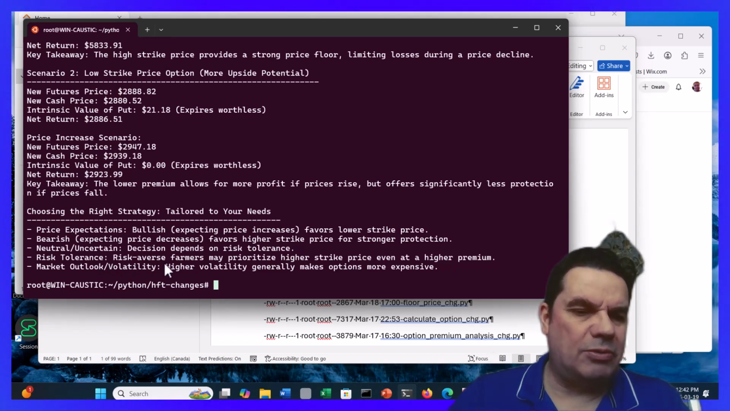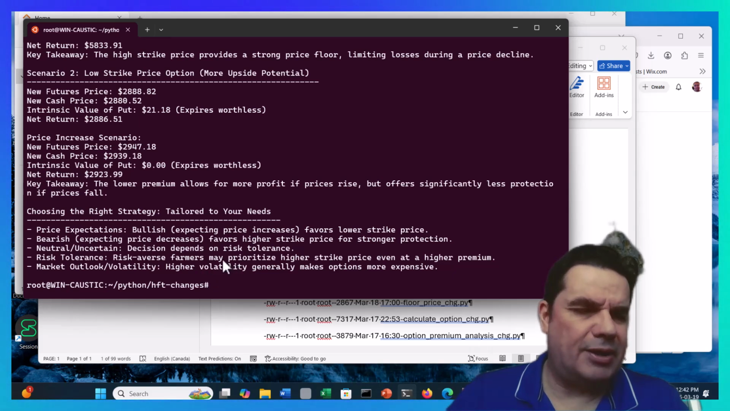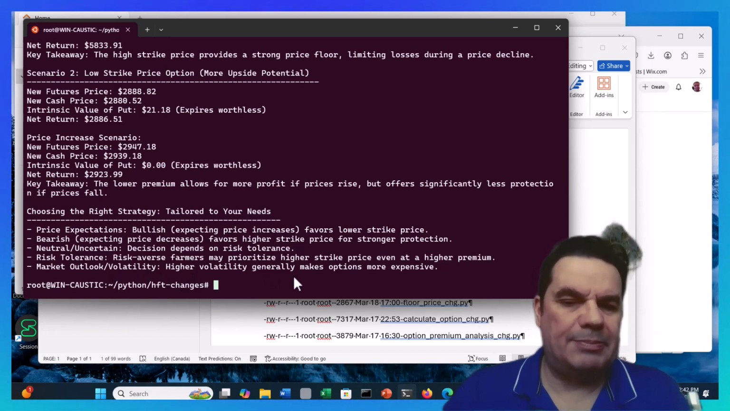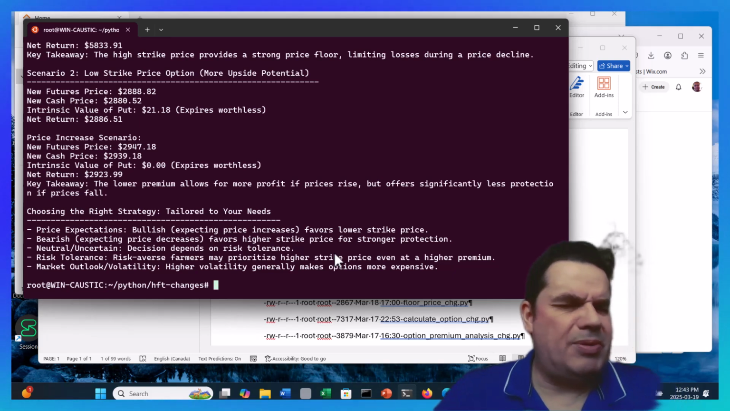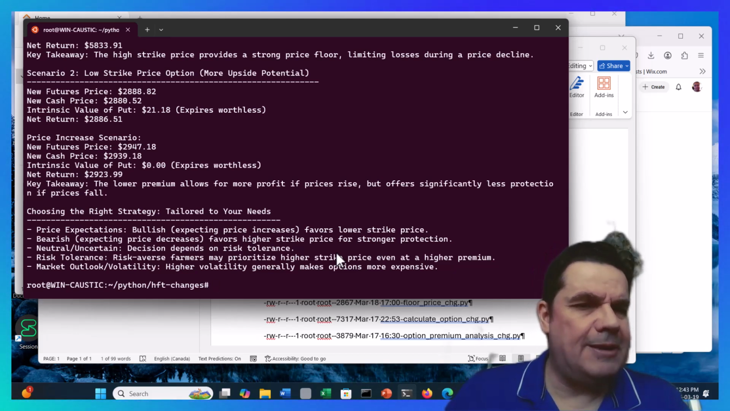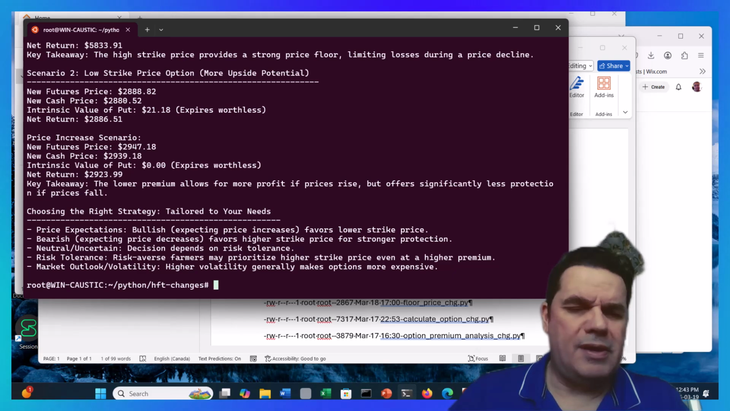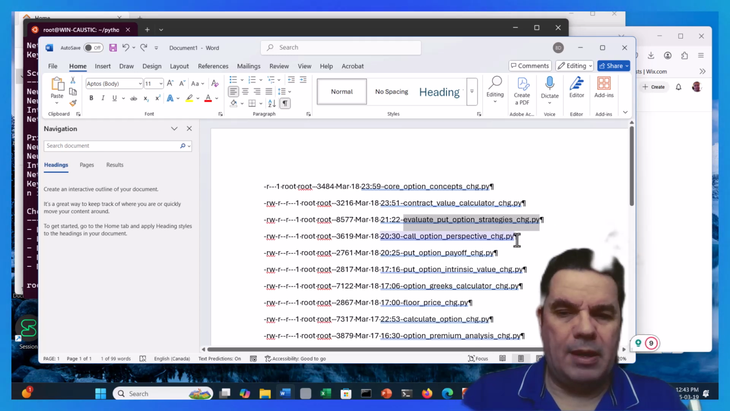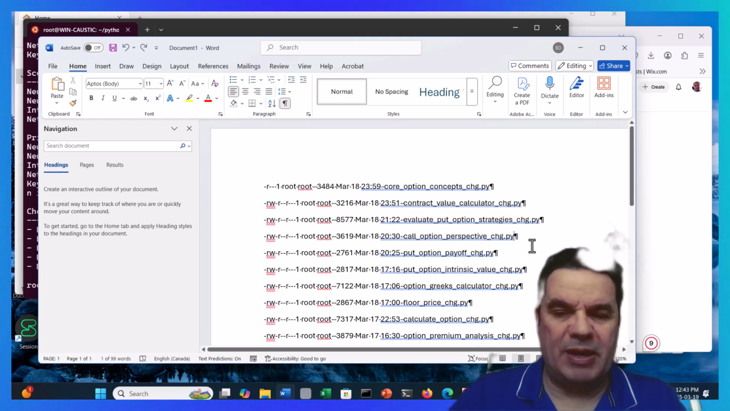And again, risk tolerance as well. Risk-averse farmers in this case, but could be miners on the gold front, or just people selling options with gold, may prioritize a higher strike price even at a higher premium. Market outlook, volatility: higher volatility generally makes options more expensive. But we are entering a period now under the current president, and it's very volatile because of his erratic decisions, his erratic policies, and then reneging on them, and so on. It just creates uncertainty. Thus, we get the volatility. So let's look at the next. We're now looking at a call option perspective.